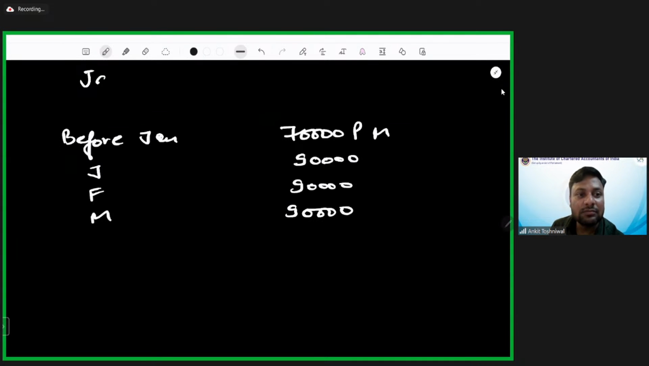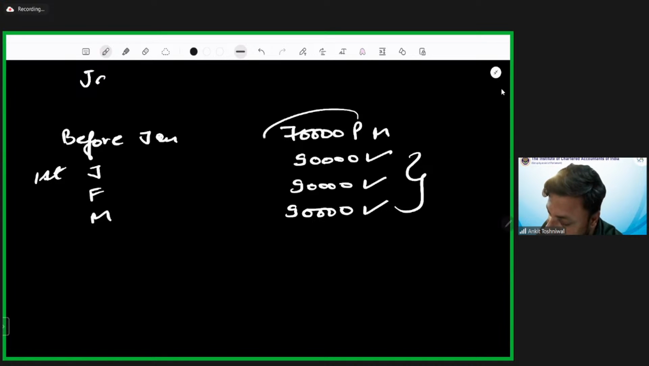I am explaining. What is the need of a date with the date? First understand the months. It is on 1st Jan increment. I am telling you, 1st Jan increment. So for January salary is 90,000 per month. For February 90,000 per month, because from 1st Jan he is getting salary of 90,000 per month, and March 90,000 per month. Correct? Correct? Before January salary is 70,000 per month.